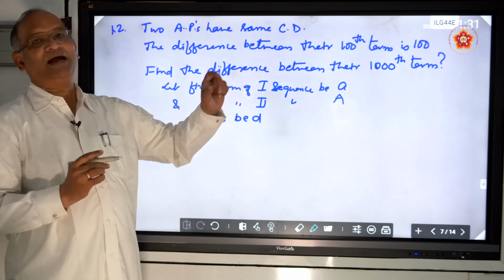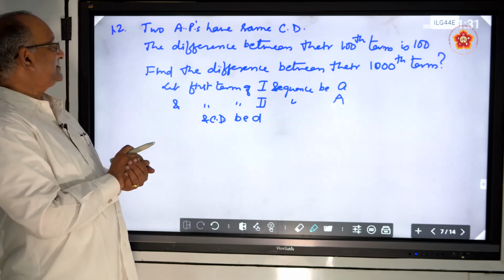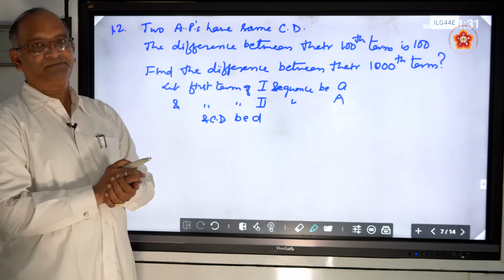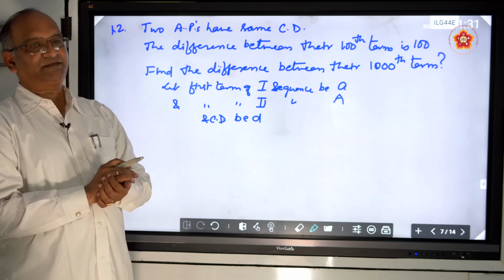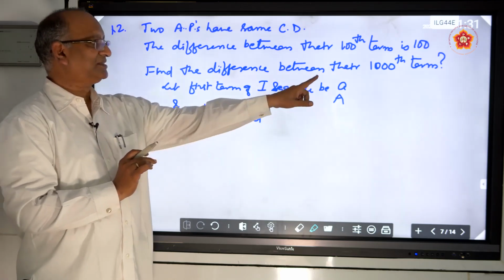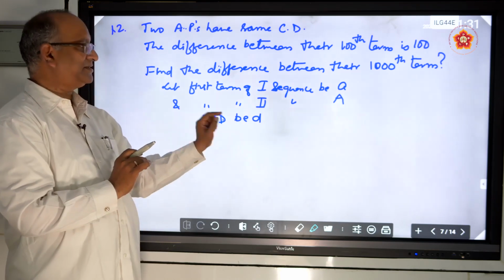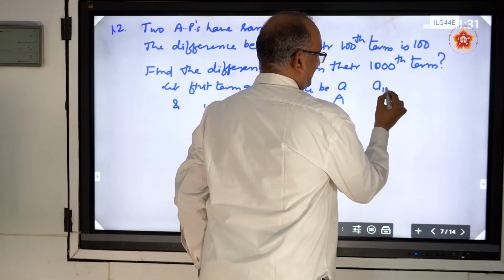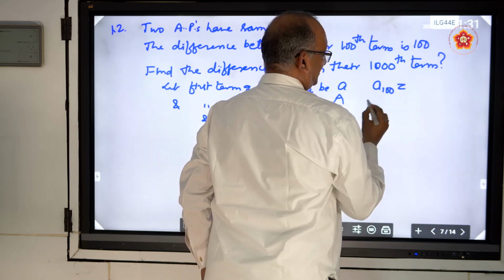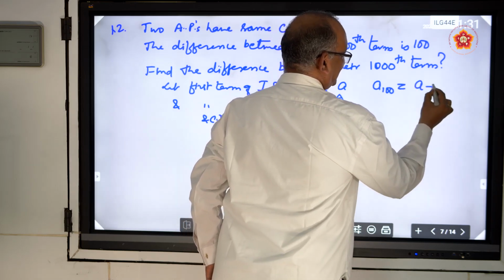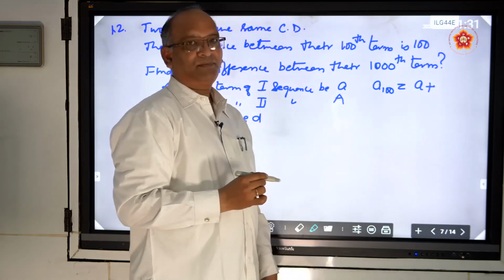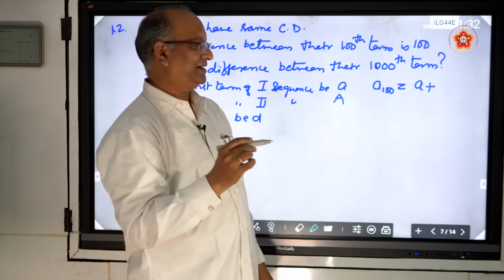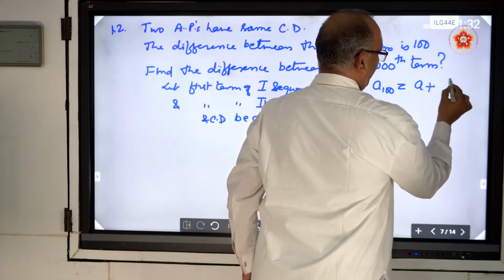He is talking about the 100th term and he says the difference between their 100th term is 100. So how will you write the 100th term of the first sequence whose first term is a, common difference is D? We will say a100 equal to a plus how many D? One less than 100, that is 99D.